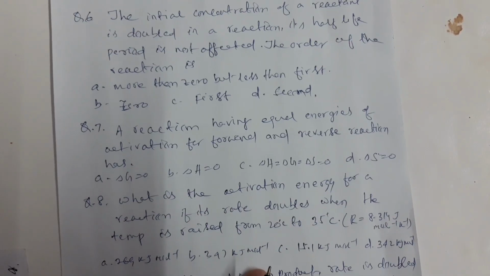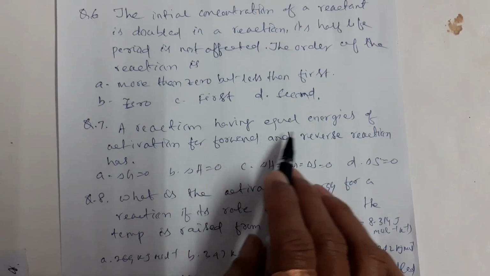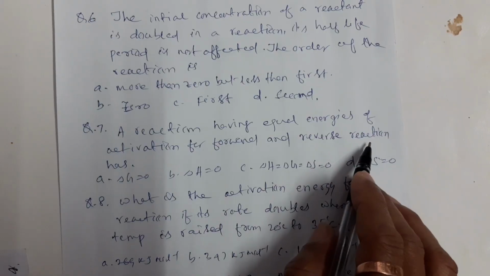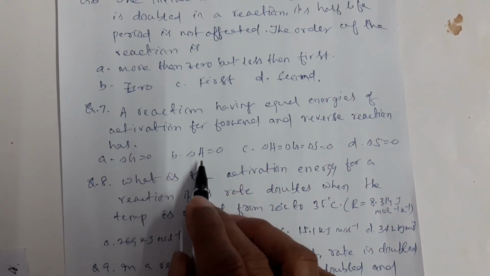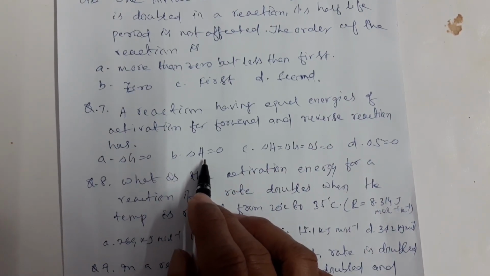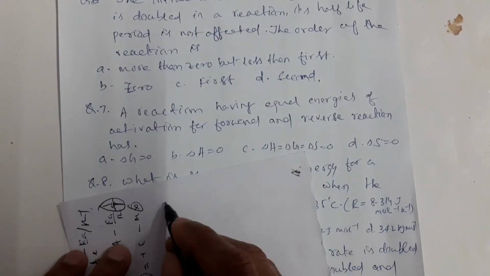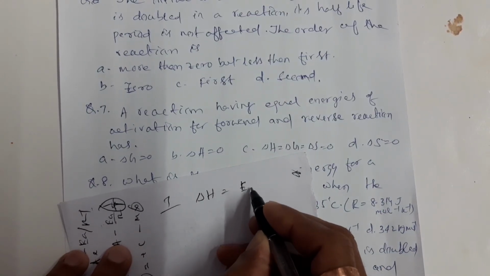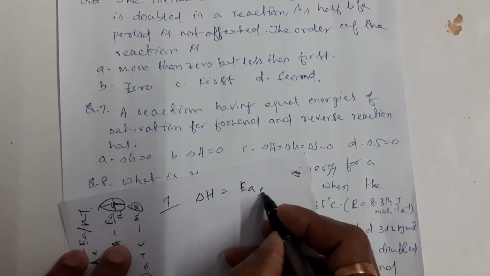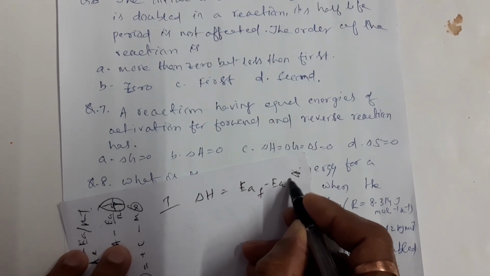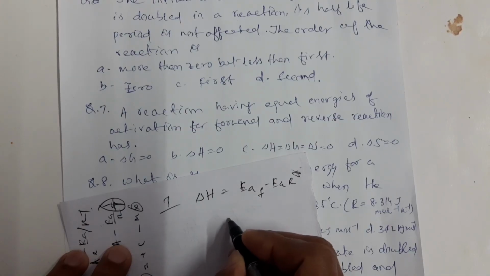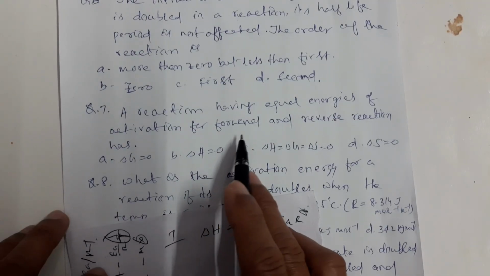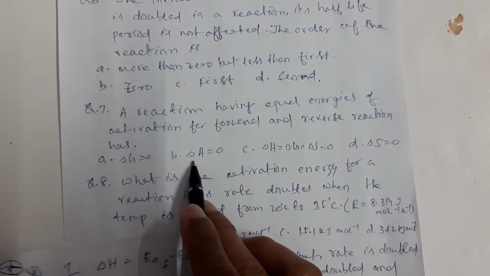Next, a reaction having equal energies of activation for forward and reverse reaction has dash. Your delta H remains as usual. Delta H, question number 7. So delta H is equal to the activation energy of the forward reaction minus the activation energy of the reverse reaction. So this is 0. So delta H is 0 for forward and reverse reaction. So choice B is the correct answer.